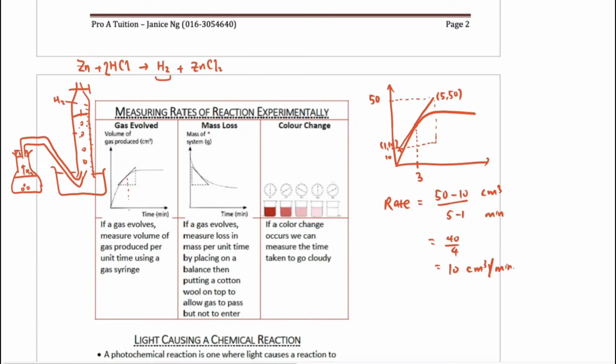The second way to measure the rate of reaction is through mass loss.